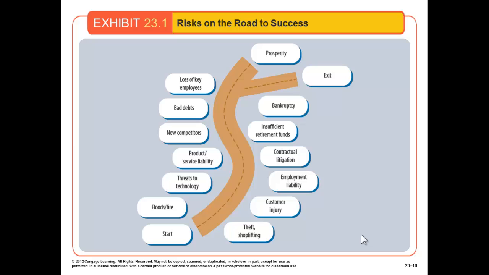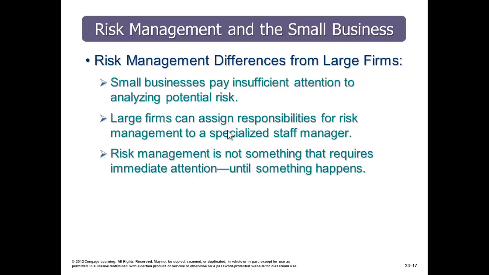So here are some typical risks that companies might encounter. These are risks on the road to success. So you have risks from floods and fire and theft and shoplifting, customer injury, employment liability, contractual litigation. This is always a risk if you're doing contracts. Insufficient retirement funds, bankruptcy. What happens if you had to file bankruptcy? Threats to your technology, product service liability, new competitors, bad debts, loss of key employees. All of these are typical everyday risks that a normal company will encounter. And so we have to decide what are we going to do to stay on top of those.